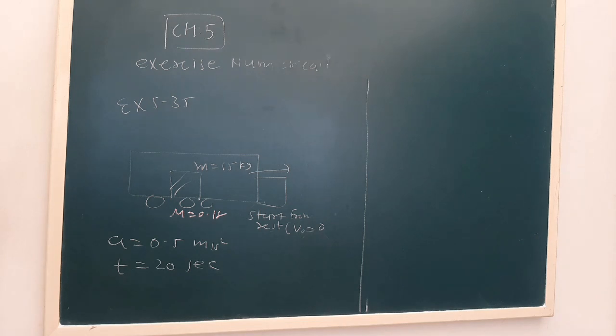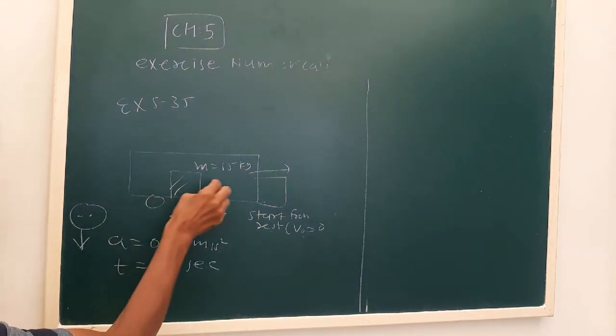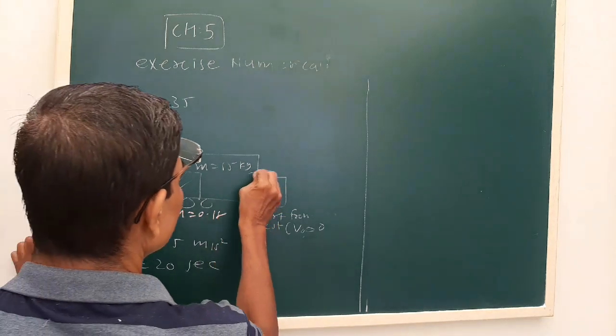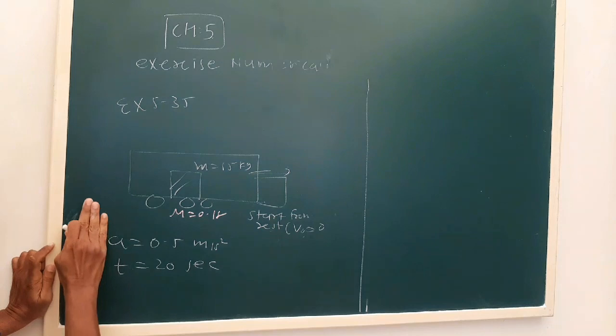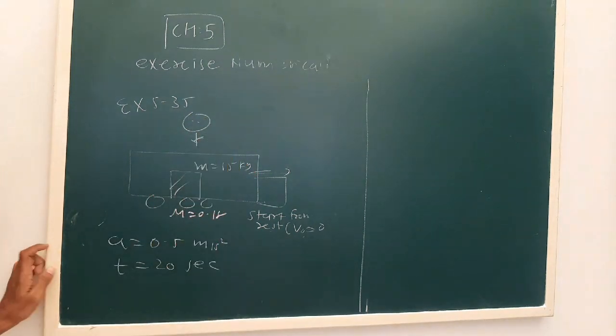See, for an observer on the earth, let us say the trolley is moving in this direction. We can say our observer is here, stationary.